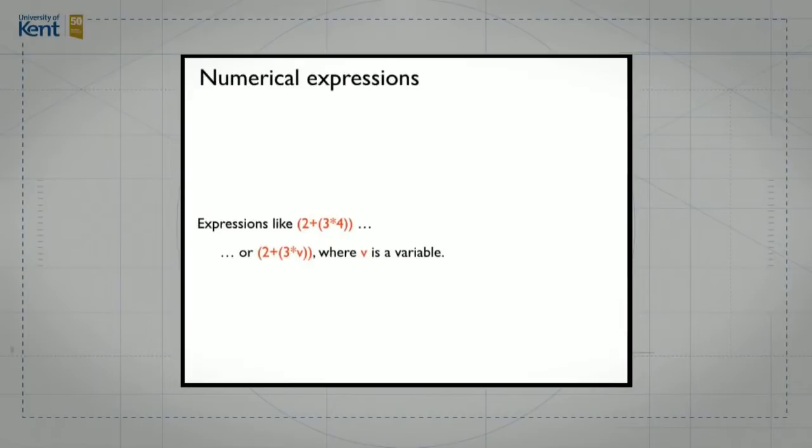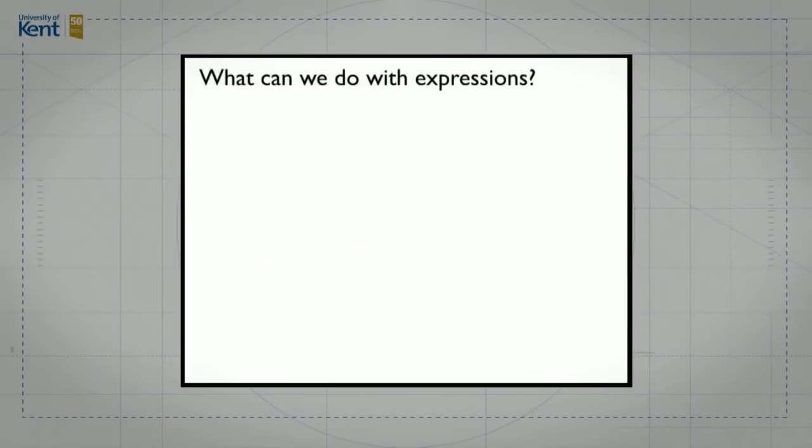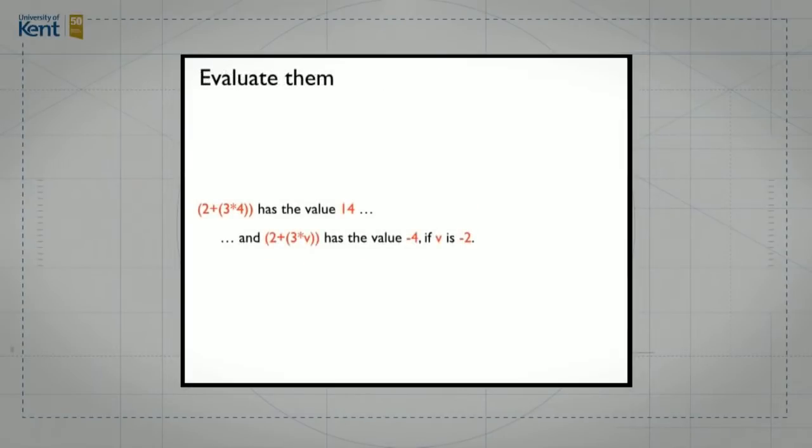What can we do with those sorts of things? Well, the first thing we might do is evaluate them. So if I say, tell me the value of 2 plus 3 times 4, what we have to do first is multiply the 3 and the 4, and that gives us the value 12, to which we add the value 2 to get 14. Now if we say, what's the value of 2 plus 3 times v, we can't give it a value, because we don't know what v is.